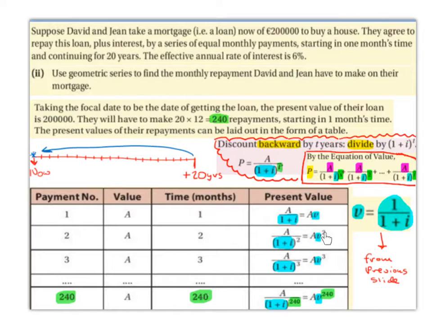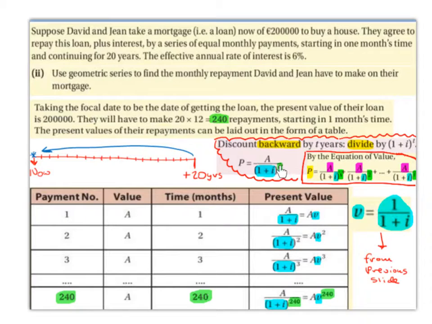So where did we get all this from? Well, if this is now, and this is in 20 years' time, then we're discounting backwards to now, the focal date. So if we're discounting backwards by t years, we divide by 1 plus I to the power t. So this is going to be our formula. So A over 1 plus I to the power t, which is the same as the equation of value. Each term of the equation of value is in this form.